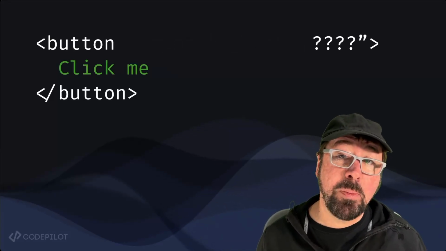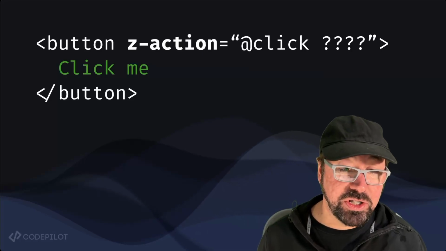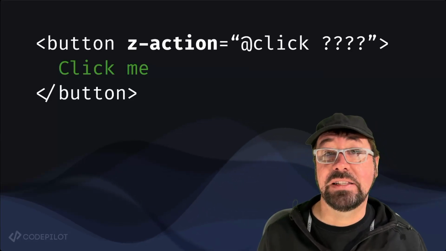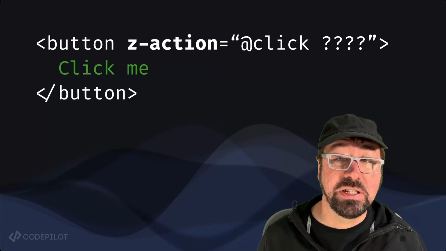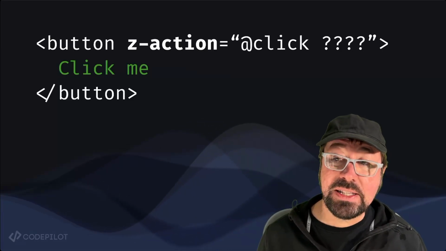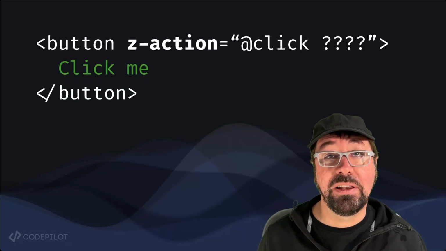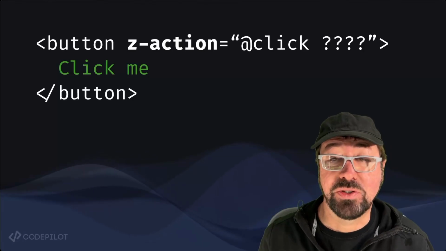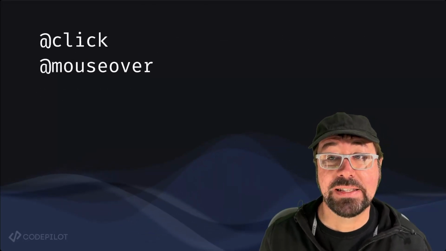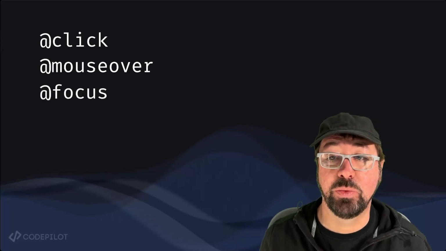It's the same format for a ZAction. If you're just doing client-side interactivity that doesn't require a round trip to the server, you'll use a ZAction instead of a ZSwap. Basically the same format. The handler will be different, but the trigger will be the same. Any standard browser event can be used as your trigger. You just want to prefix it with an @ sign, and then any of the standard ones will work.